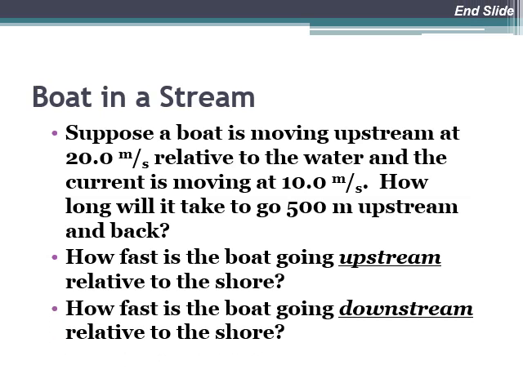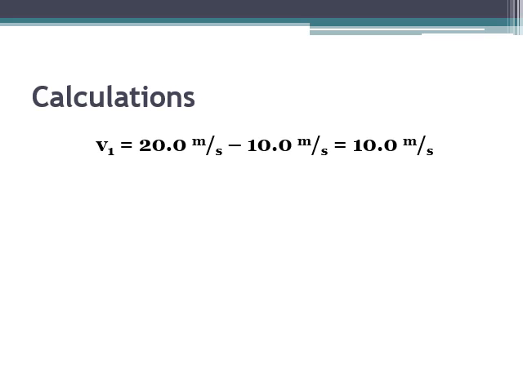What about coming back downstream? Well, this time the boat is going in the same direction as the current. So 20 meters per second plus 10 meters per second gives us 30 meters per second when it comes back downstream. So we got two parts of this problem.